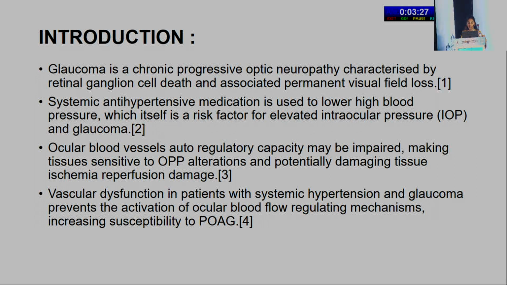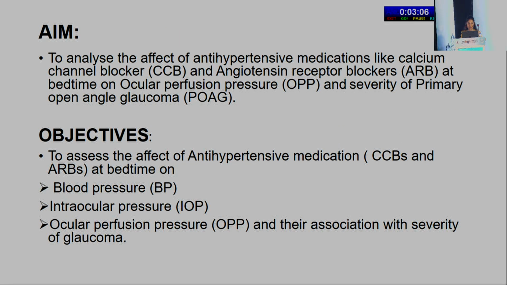Ocular blood vessels' autoregulatory capacity may be impaired, making tissue sensitive to OPP alterations and potentially damaging tissue through ischemia-reperfusion damage. Vascular dysfunction in patients with systemic hypertension and glaucoma prevents the activation of ocular blood flow regulating mechanisms, increasing susceptibility to POAG.